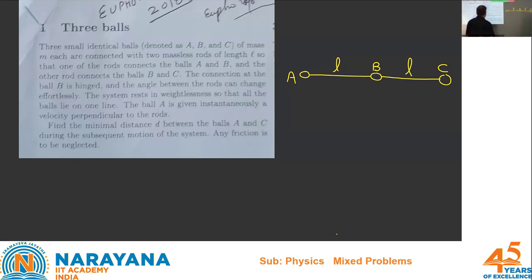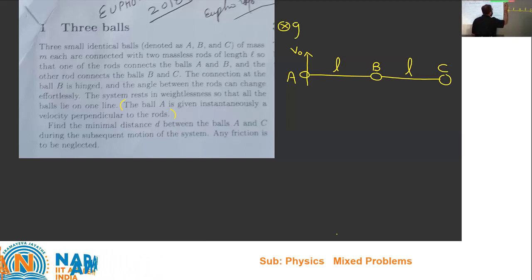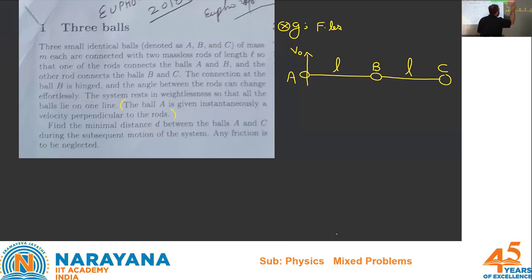The question is somewhat like this: at t equal to 0, you have given velocity to one of the rods. Let's say ball A is given instantaneously a velocity which is perpendicular to the rods. Let's say that velocity is V naught. Gravity in this problem is in the cross direction, and the table here is frictionless.